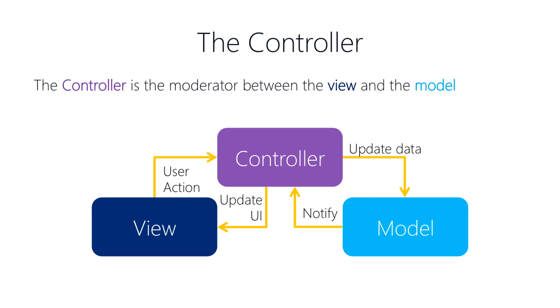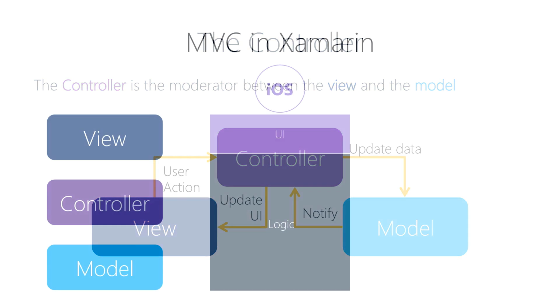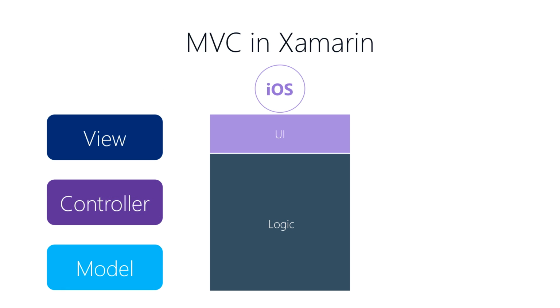So the most important point I want to make here is that there's no communication between the view and the model. There's never going to be interaction there. And communication from the controller to the model and from the controller to the view is one way. So there's some kind of notification that will happen for the model to interact with the controller, as well as for the view to interact with the controller.